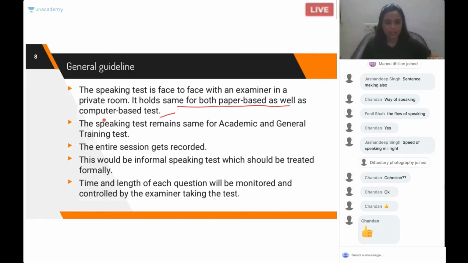The next one is, as I was saying right at the beginning, it remains the same for academic as well as general training tests. Another point that I put here, which might sound silly, is that the entire session gets recorded. Some people tend to get intimidated when they know they're being recorded, so just get used to it and accept the fact that it's going to be recorded. After your introduction is over, all three parts are going to be recorded.